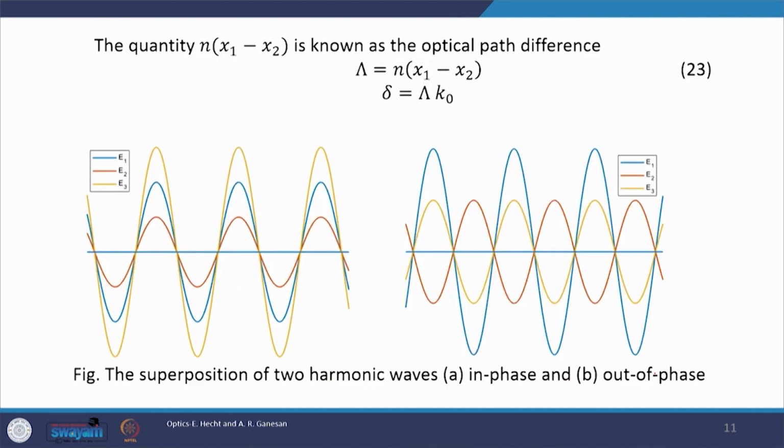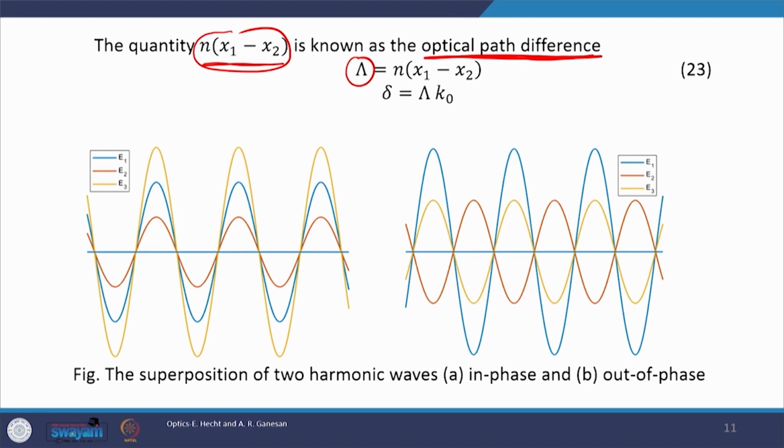Now, this quantity n(x1 minus x2) is the path length difference in the medium. x1 minus x2 is the path length difference in the vacuum, but if the waves are travelling in a medium, if superposition is happening within a medium, then the optical path length difference would be n into (x1 minus x2), and this is why it is called optical path difference. This optical path difference is expressed by capital lambda. Capital lambda is equal to n(x1 minus x2).